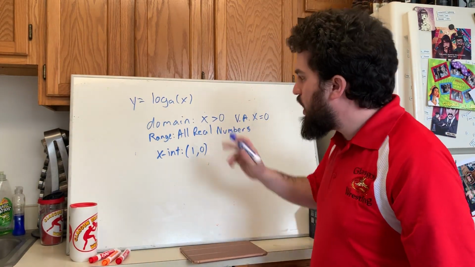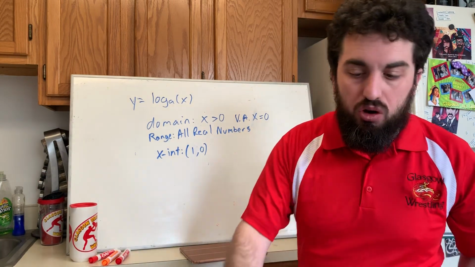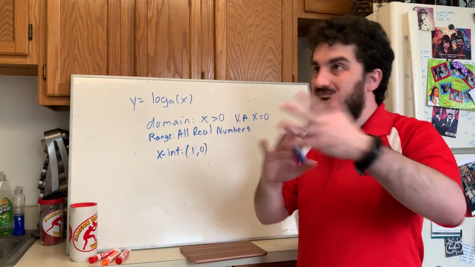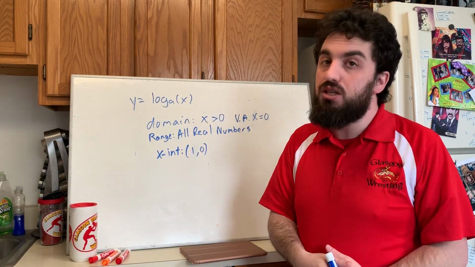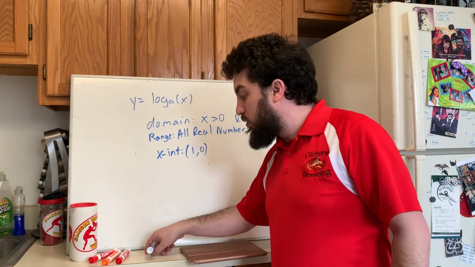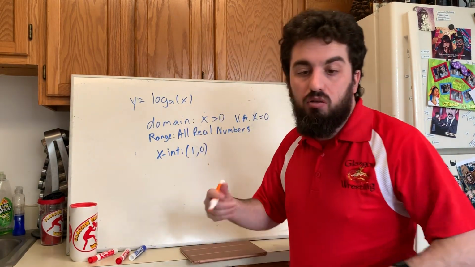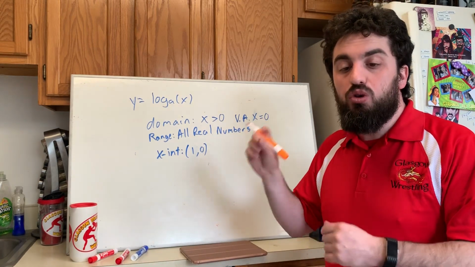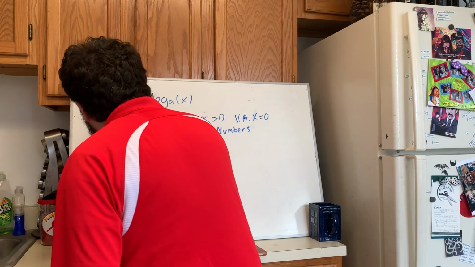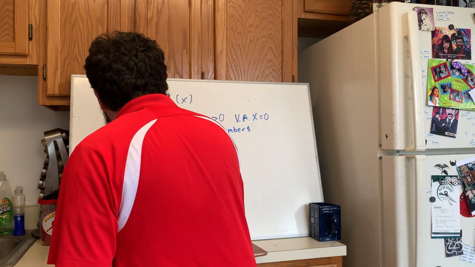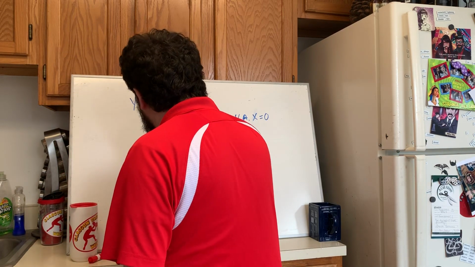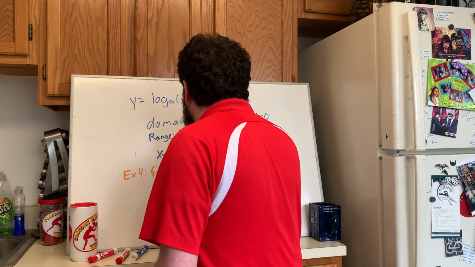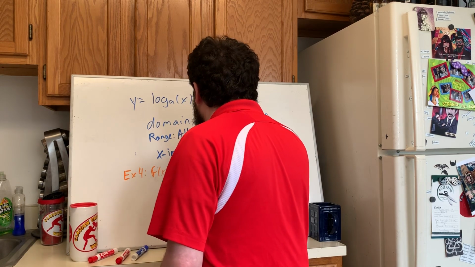So we are going to utilize this to help us draw a basic graph. Now we've learned how to shift things up, down, left, right. Those rules still apply to a logarithmic function. But for right now, we're just going to do a basic graph of f of x equals log base 3 of x. This is example 4 from the notes.